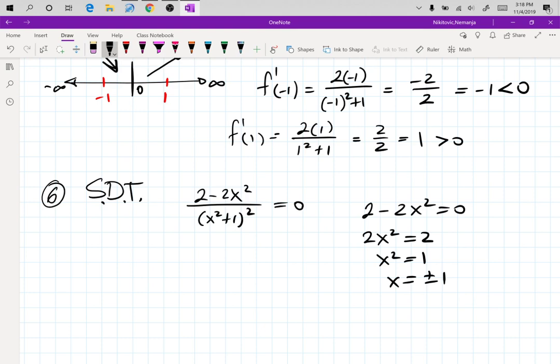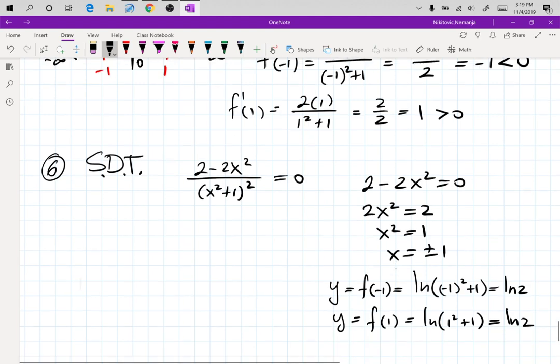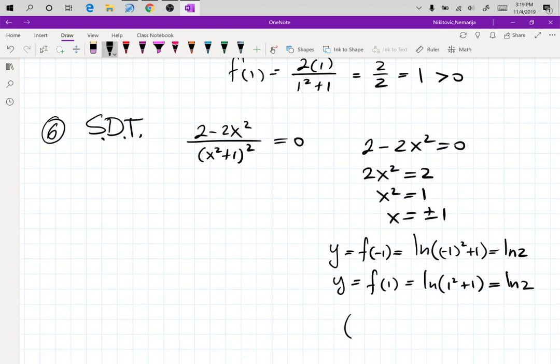And we need the y values. So y is f of negative 1, which is ln of negative 1 squared plus 1, which is ln 2. And then another one, which is now ln of 1 squared plus 1, which is also ln 2. So I have 2 inflection points, positive 1 and ln 2, and negative 1 and ln 2.